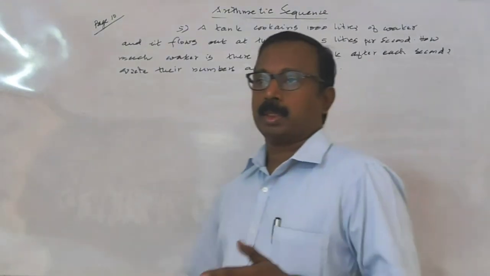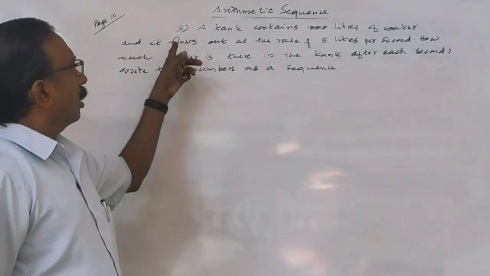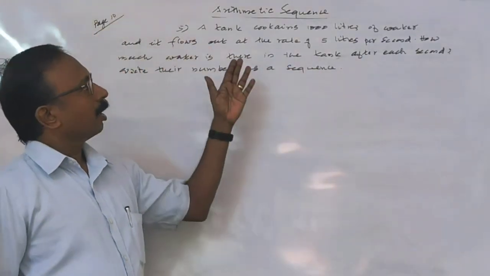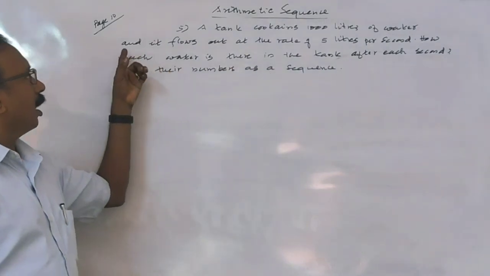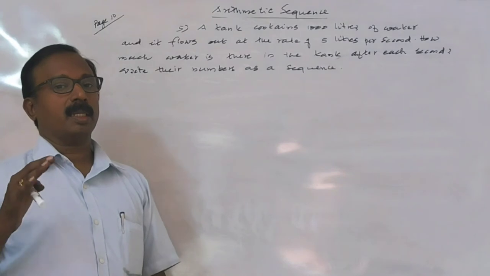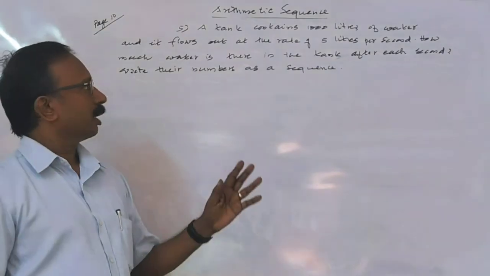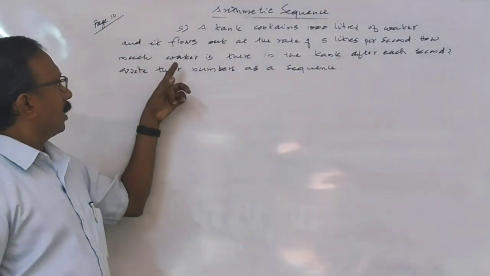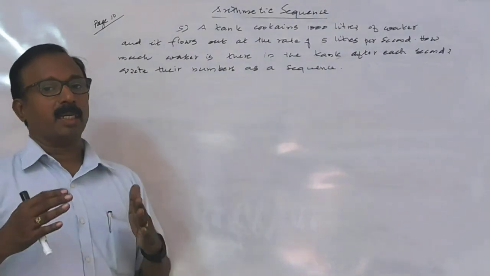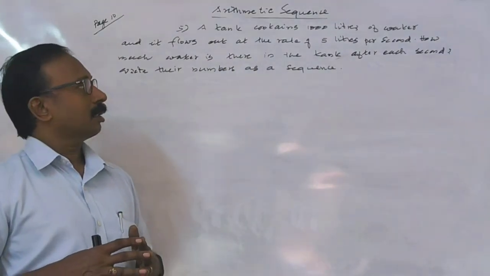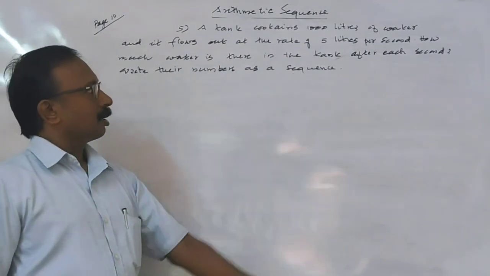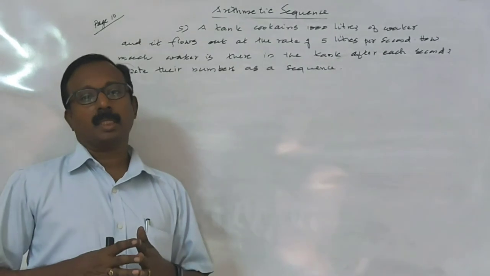Here we have one more question. The fifth question is: a tank has 1000 liters of water, and it flows out at the rate of 5 liters per second. How much water is there in the tank after each second? Every second, 5 liters of water flows out. Write the numbers as a sequence. That is a sequence of numbers.